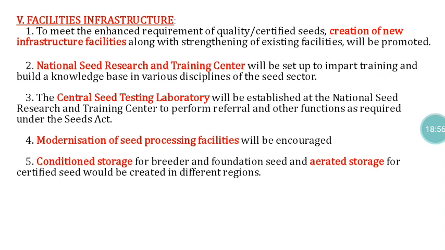Then the fifth thrust area is facilitative infrastructure: creation of infrastructure for strengthening the seed production system and seed quality systems. Under this, many strategies were worked out to improve the infrastructure facilities for production and distribution of quality seeds or certified seeds. The first is the establishment of the National Seed Research and Training Center. A proposal was given under this policy that the National Seed Research and Training Center be established in Varanasi, and that it serve as the main center for imparting training and building knowledge about seed and seed-related things.